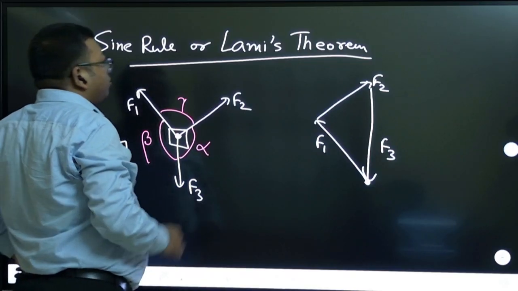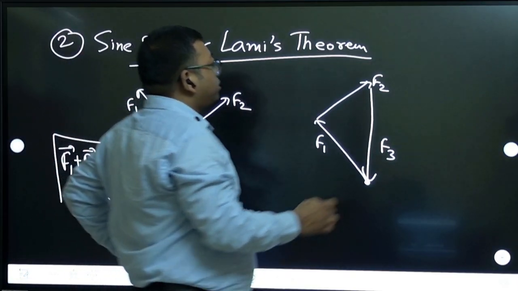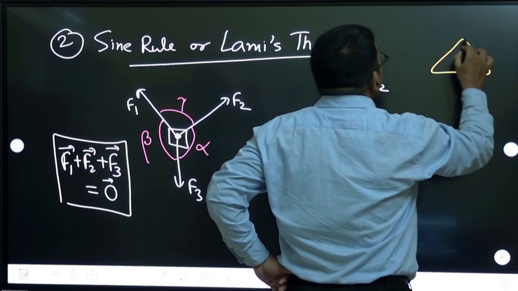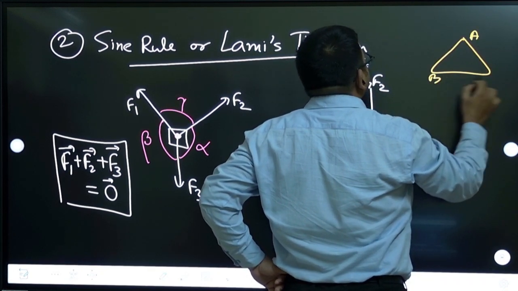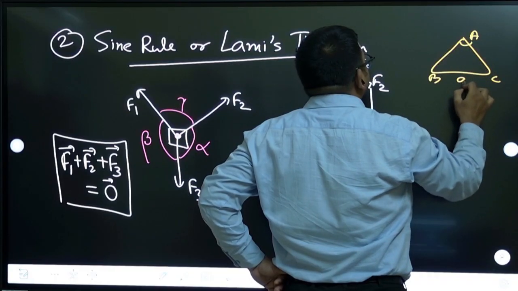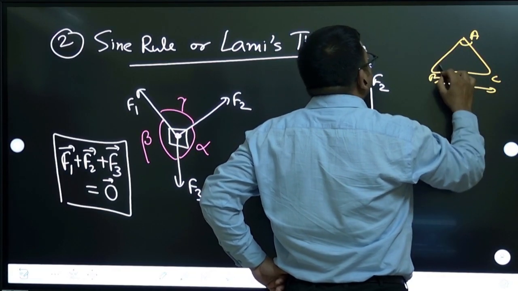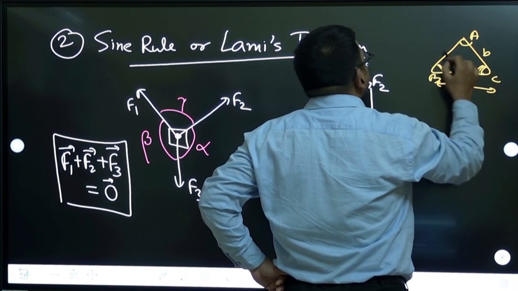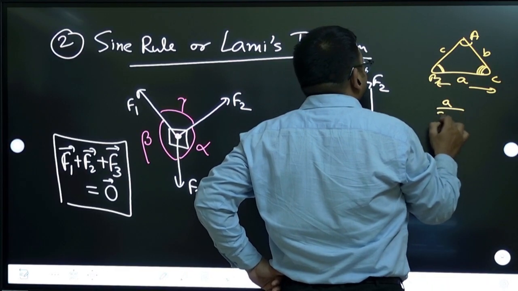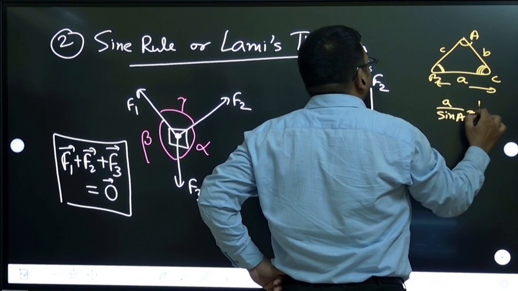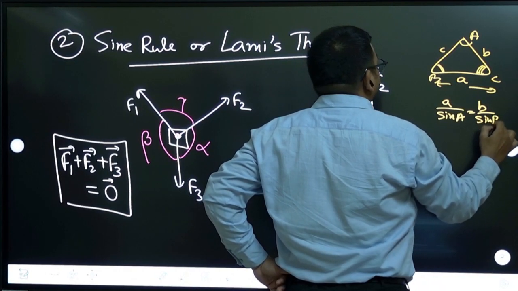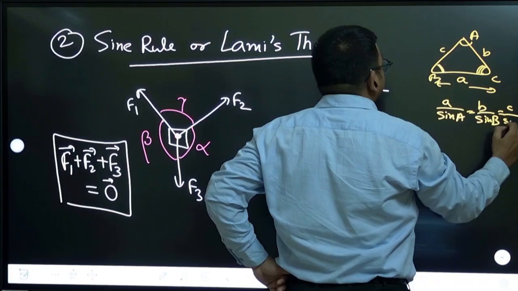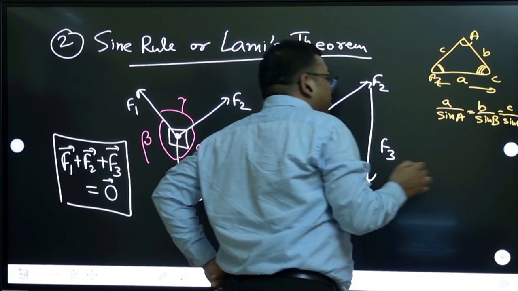Sine rule. What is sine rule? First of all, I will mention it. Suppose there is a triangle ABC and opposite of angle A is side length A, opposite of angle B is side B, opposite of angle C is side C. So A by sine A is equal to B by sine B is equal to C by sine C. Okay, so that's the rule, right?